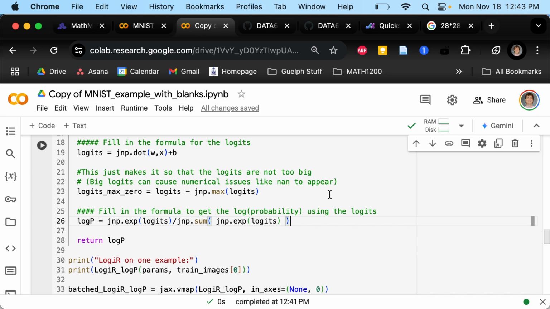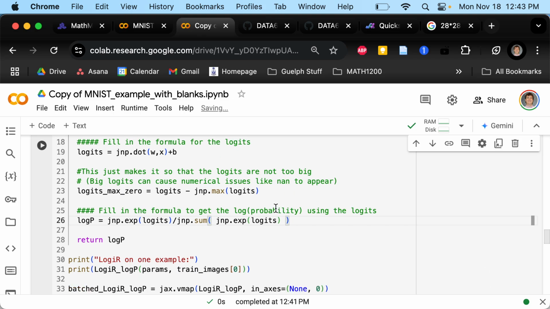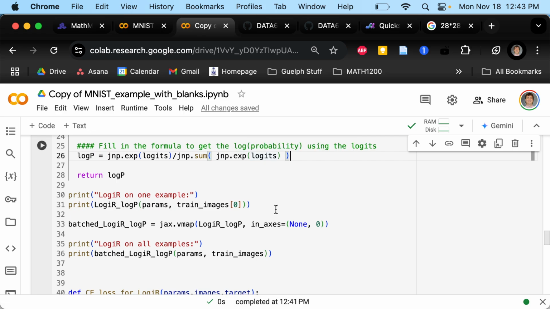Wouldn't this have been max 0? Oh, okay, I'll explain that in a second. Don't worry about that. Worry about this formula. I'll explain that in a sec.